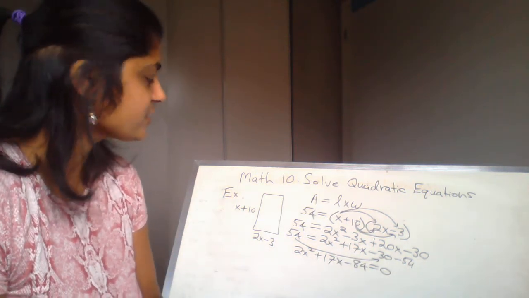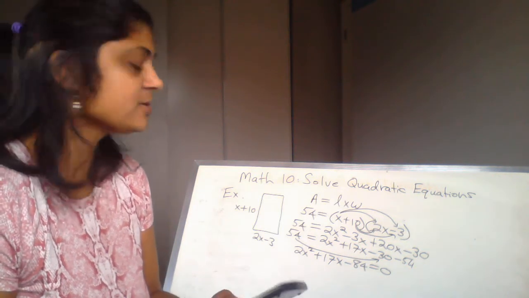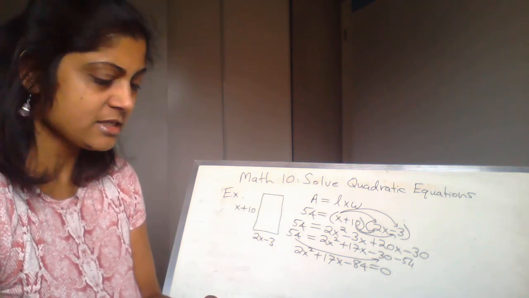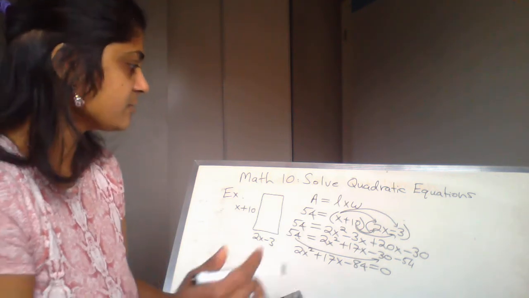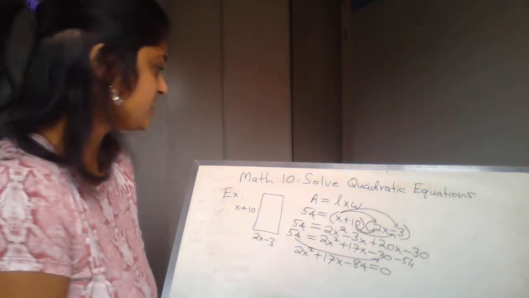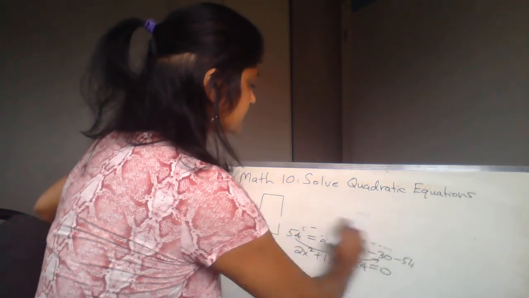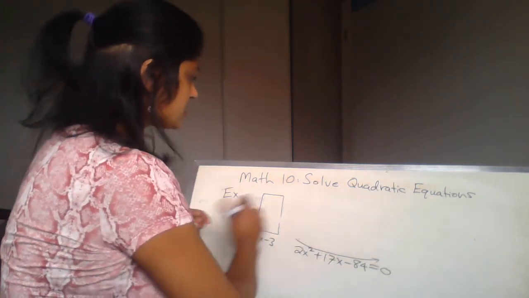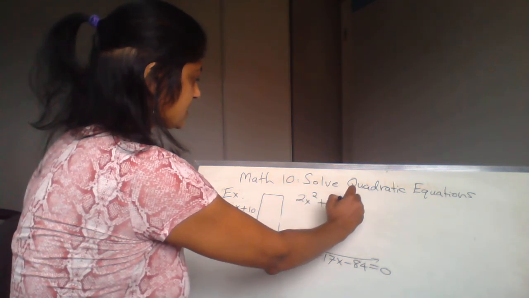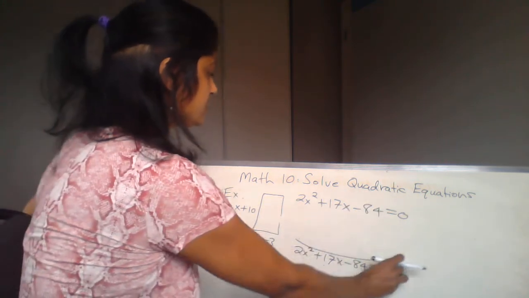And so what we're doing here is I have my final equation. So we're going to, again, take some products of 84 and try to take some larger numbers here. So let's rewrite the equation at the top. So this is our equation: 2x squared plus 17x minus 84 equals 0.